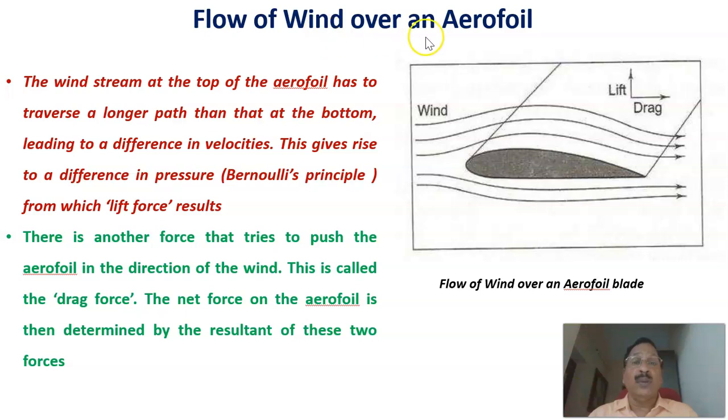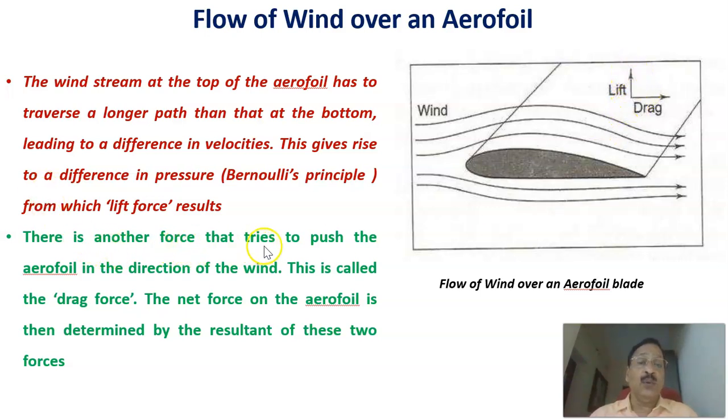Continuing with the flow of wind over the aerofoil, the upper distance is more than the lower distance, so the velocity is higher here. The wind stream at the top of the aerofoil has to traverse a longer path than at the bottom, leading to a difference in velocity, and this gives rise to a difference in pressure. That's called Bernoulli's principle. The lower side pressure will be more than the upper side, and due to this difference in pressure, there will be a force acting upward, perpendicular to the wind direction. That force we call lift force.